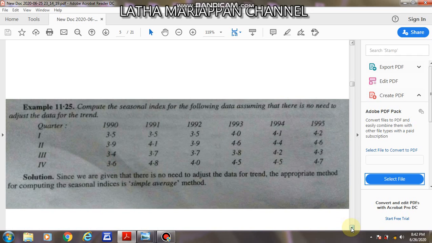Compute the seasonal index for the following data, assuming that there is no need to adjust the data for the trend. You do not need to adjust the data for the trend.